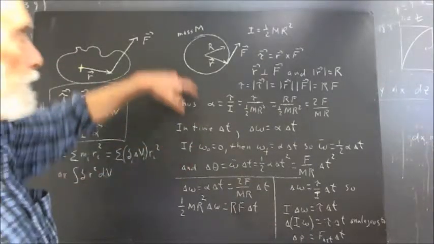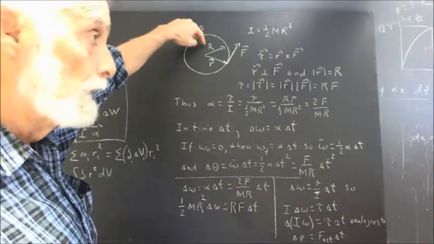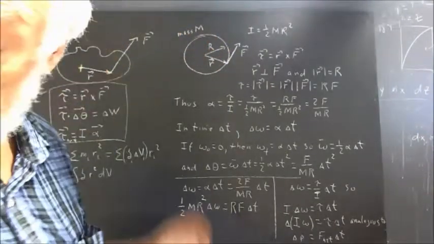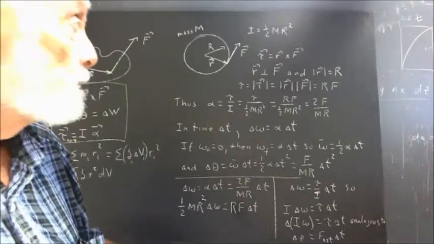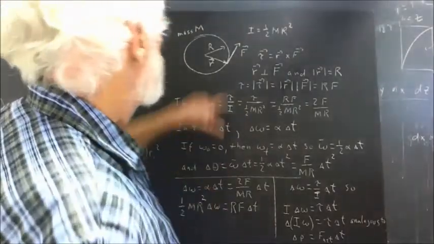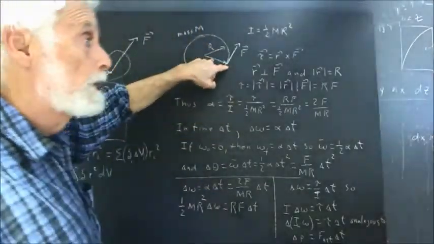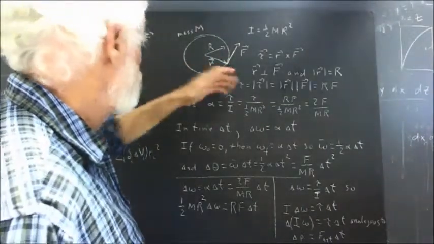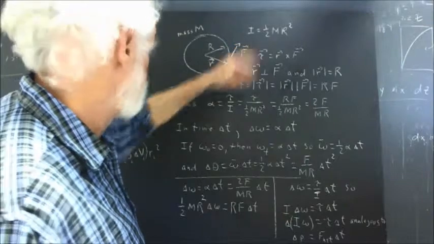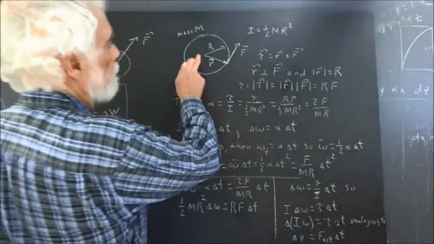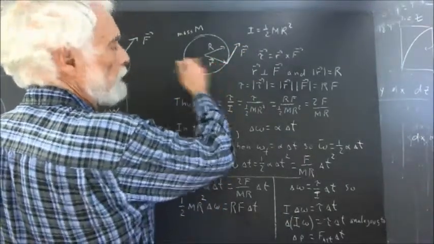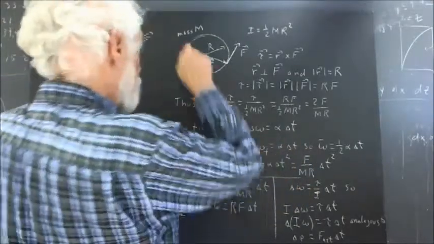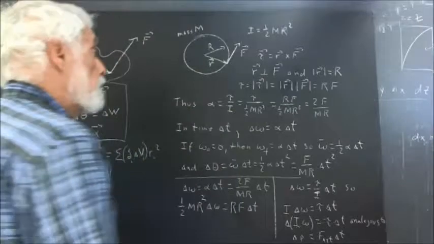Okay, now we have a disk of mass big M, radius big R. It's a uniform disk, mass uniformly distributed over the disk. And we have a force exerted at the rim of the disk, and the force remains tangent to the disk. So that the R vector from the axis, of course the axis of rotation is the center of the disk, and the disk is rotating in a plane perpendicular to the axis.